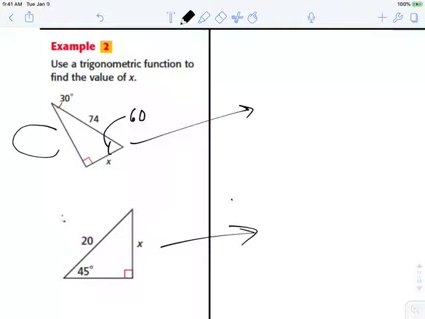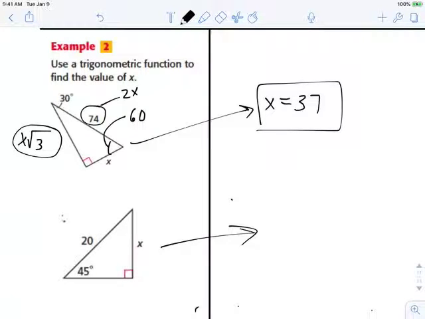What's the length of the medium size? What's the length of this side? What would be the length of this side? Don't give me a number, but what would it be? X square root of 3. What would be the length of this side? 2x. So what's the value of x? 37? Yep. 2 times something is 74. That something must be 37. Do you see how we did that?